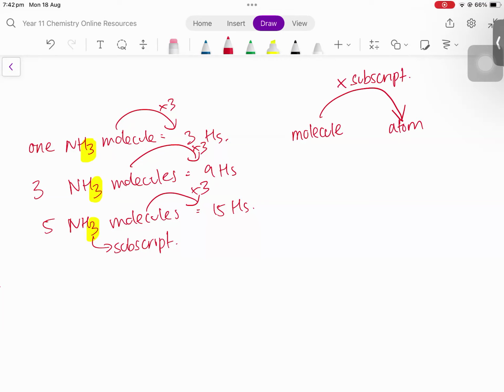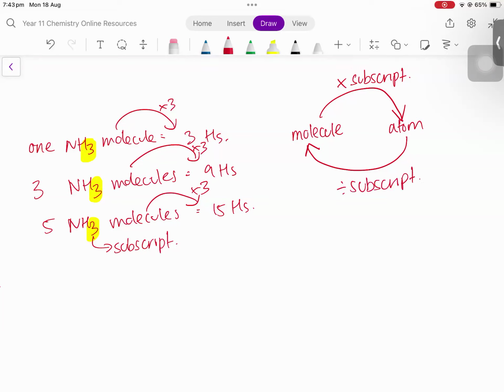Okay. Which means, guys, the other way around, if you get given the atom and you get asked for the molecule instead, you're not multiplying. What are you doing in that case? You're reversing the operation, which is now a division. Exactly. So guys, if you're going molecule to atom, multiply by the number of atoms, multiply by the subscript. If you're going atom to molecule, divide by the subscript.